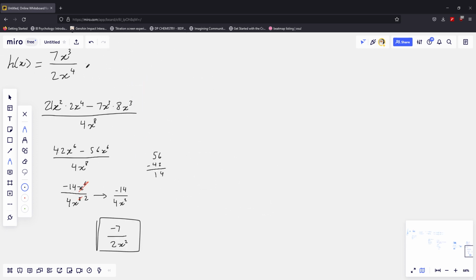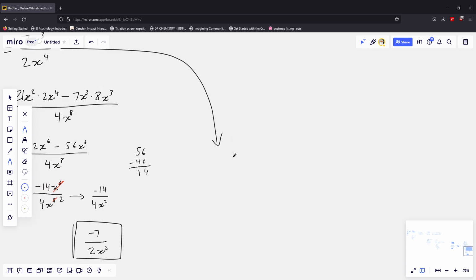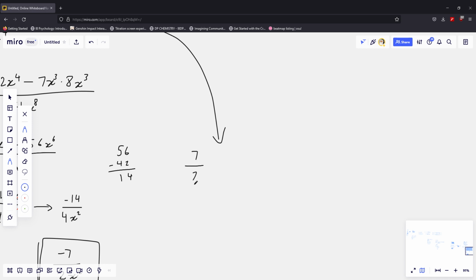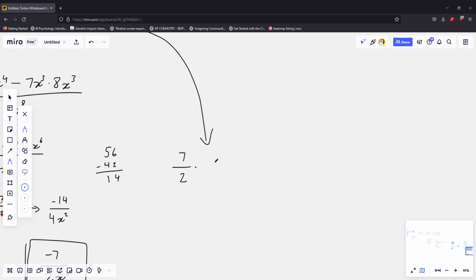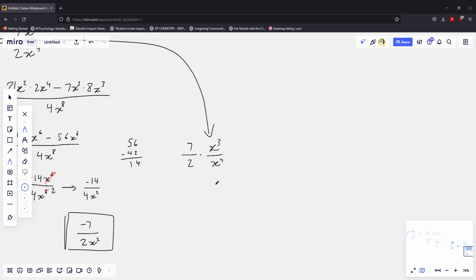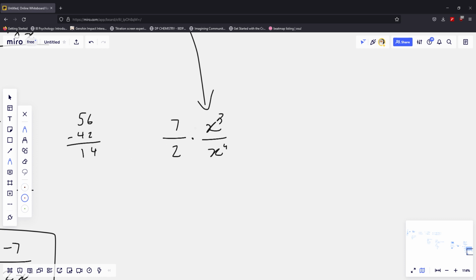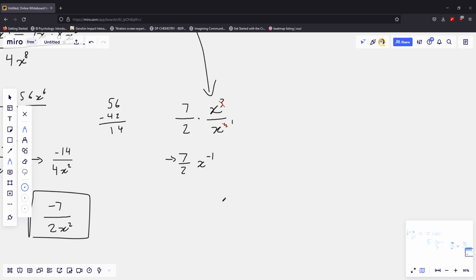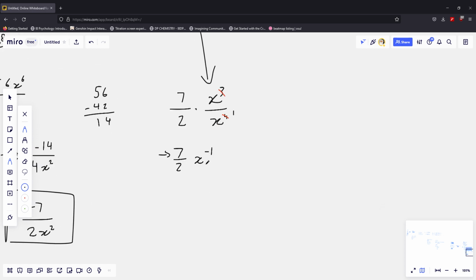Now, let's use the other cool kid way and divide first. So you may notice that we can do this. 7 over 2 times x to the power of 3 over x to the power of 4. Right, let's just break off this 7 over 2 for now. Then we can do this. This becomes a 1. Or in other words, this becomes 7 over 2 as a coefficient times x to the power of negative 1. Great.